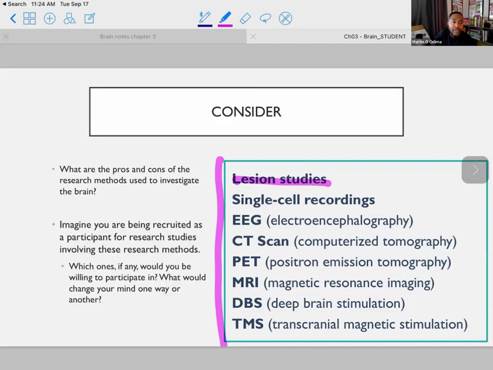And then imagine you're recruited as a participant in one of these studies. Which of these things would you be willing to participate in? Which ones would you not be willing to?